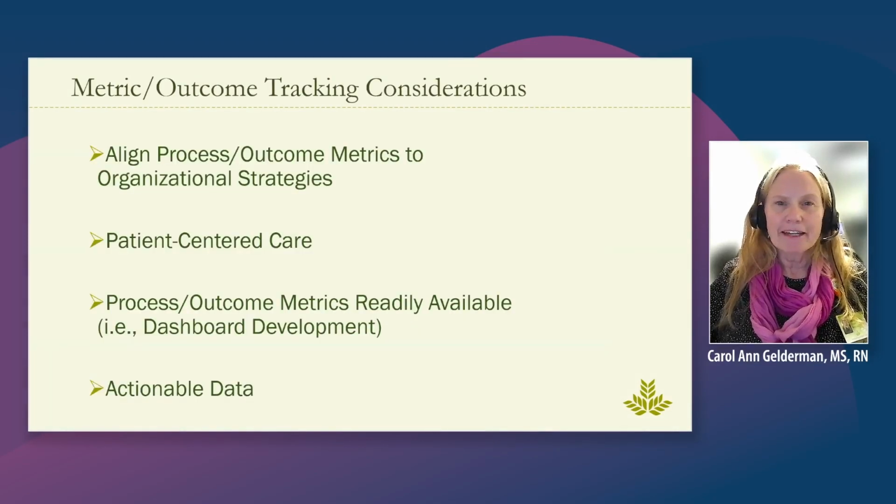So I hope I kind of hit each one of these, but again, to just summarize, aligning the process and outcome metrics to the organizational strategies will help with that buy-in that's really needed for a sepsis program. Keeping the patient at the center and making sure the team is connected to that patient. It's not just tasks they're doing. And making sure those process or outcome metrics are readily available and actionable and given in a quick amount of time really helps with program success.